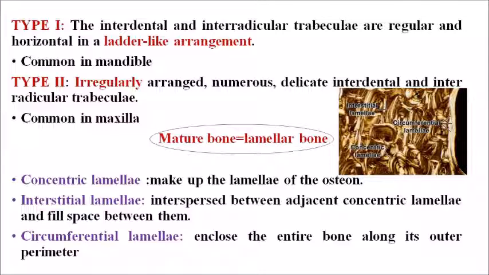Now what is interstitial lamellae? The adjacent concentric lamellae around the osteons have some spaces. So the lamellae which is interspersed between these concentric lamellae is called the interstitial lamellae. And what is circumferential lamellae? This entire structure or this entire border is enclosed by the circumferential lamellae. So I hope it is clear. Concentric lamellae, interstitial lamellae in between those, and bordering this entire structure we have the circumferential lamellae.